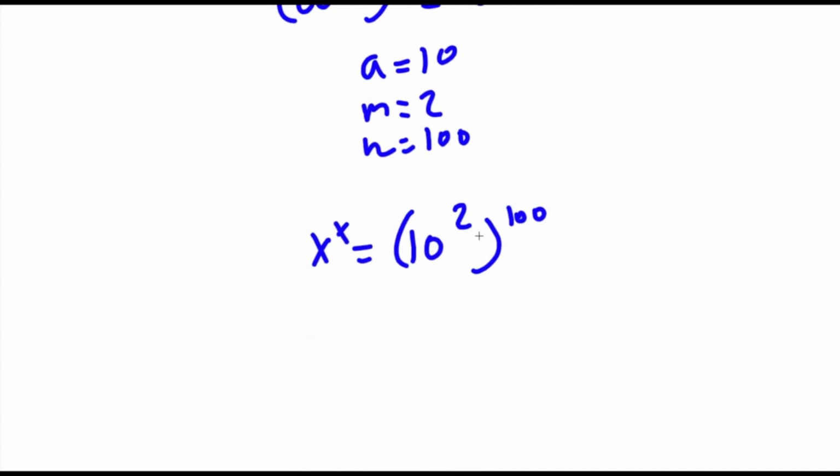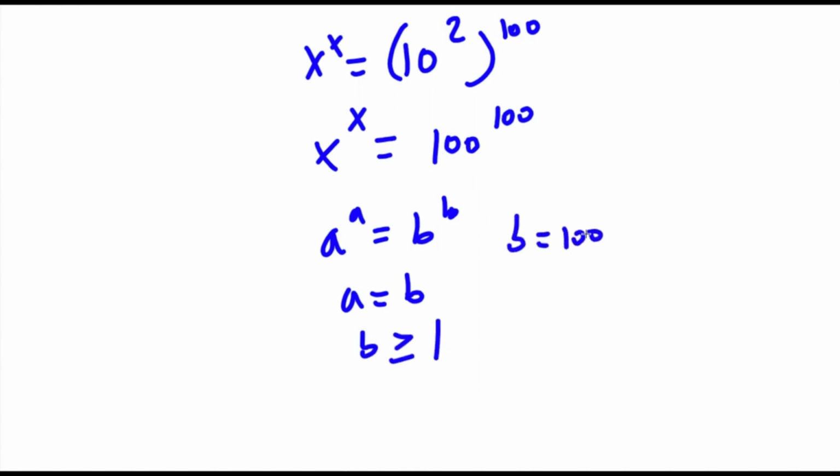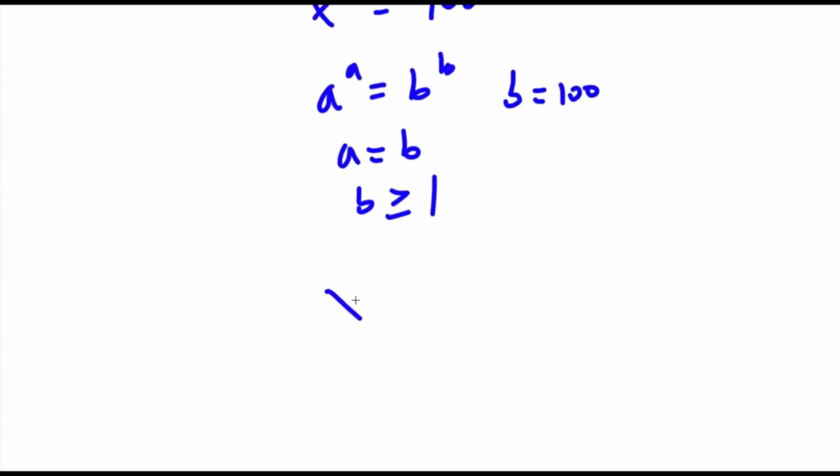Now, we can simplify this in parentheses. 10 to the power of 2 is simply 10 times 10, which is 100. So now I have x to the power of x is equal to 100 to the power of 100. Now, if I have something in the form a to the power of a is equal to b to the power of b, then this means that a is equal to b as long as b is greater than or equal to 1. In this case, b is equal to 100, which is greater than or equal to 1. Meaning x is equal to 100.